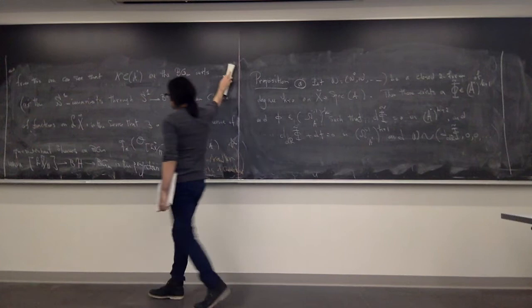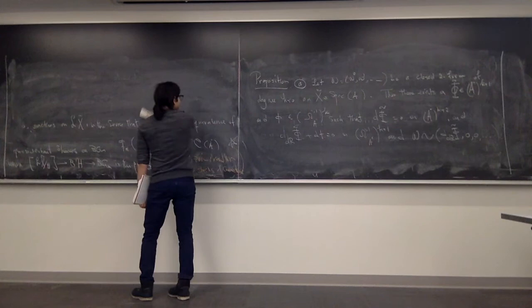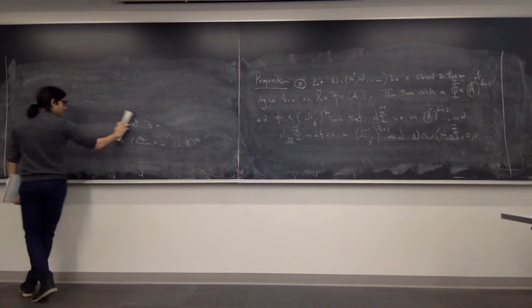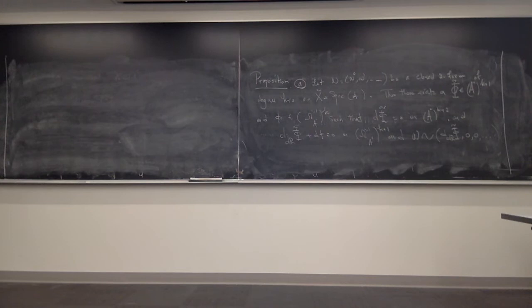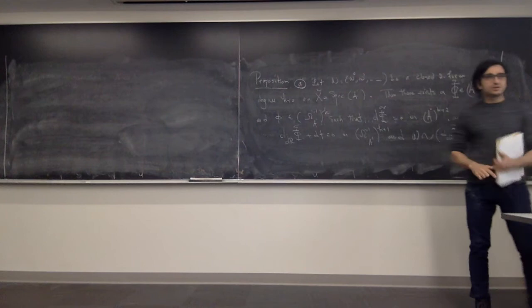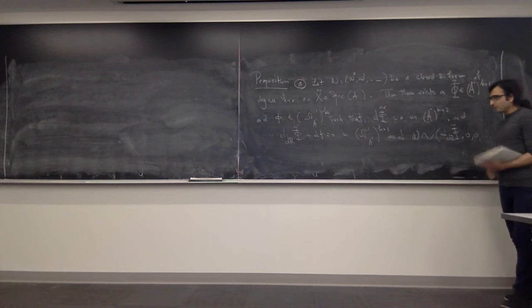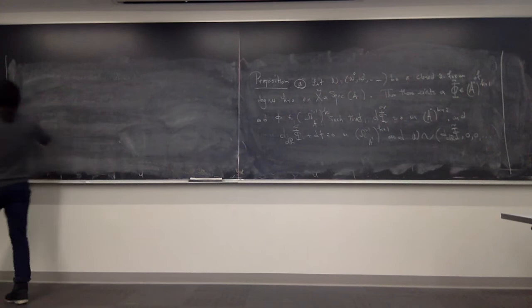So this is the local version. So what BBBJ did, Brav, Bussi, Joyce, BBJ. What the BBJ did, they first proved the statement over affine schemes, and then they argued that for a DG scheme, we can cover it by affine schemes. I'm not going to prove it in detail, I'm just stating it.